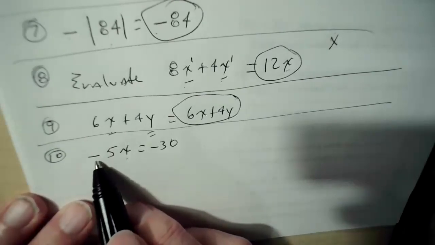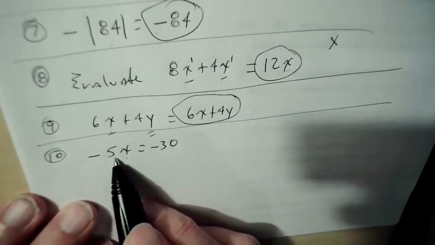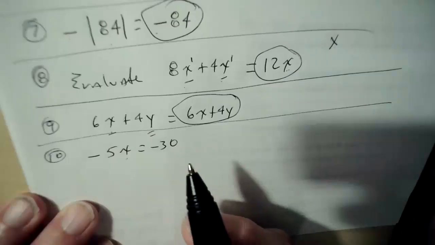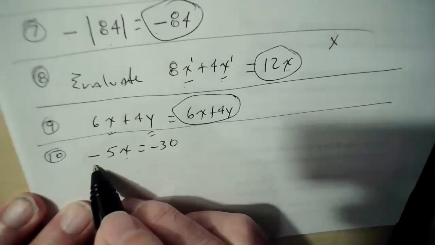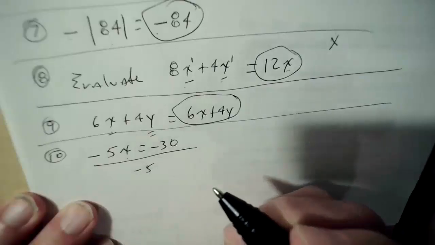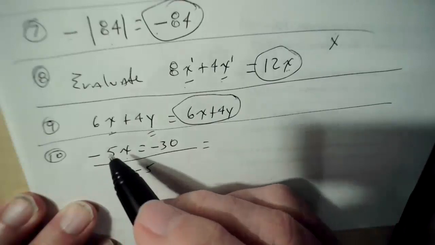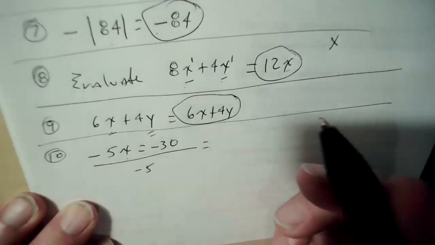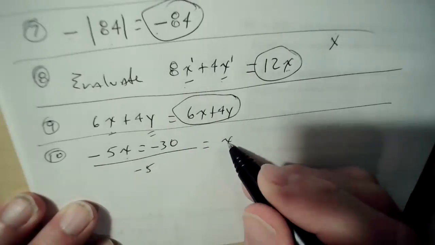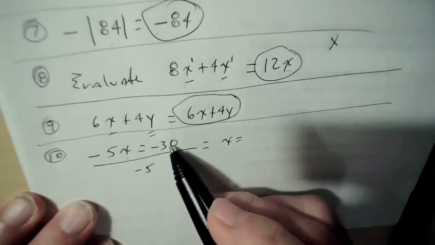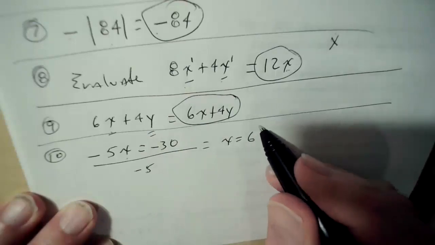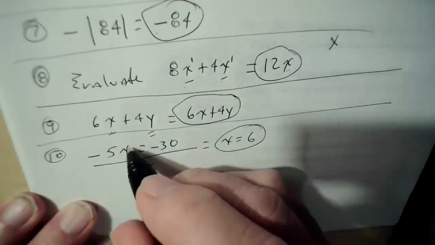So how are we going to get rid of it? Remember, this doesn't say subtract 5. It says negative 5 times x. How do we undo multiplication? Division. Divide everything by negative 5. A negative divided by a negative is a positive. Positive 1x. 5 divided by 5 is 1. X equals, and again, a negative divided by a negative is a positive 6.